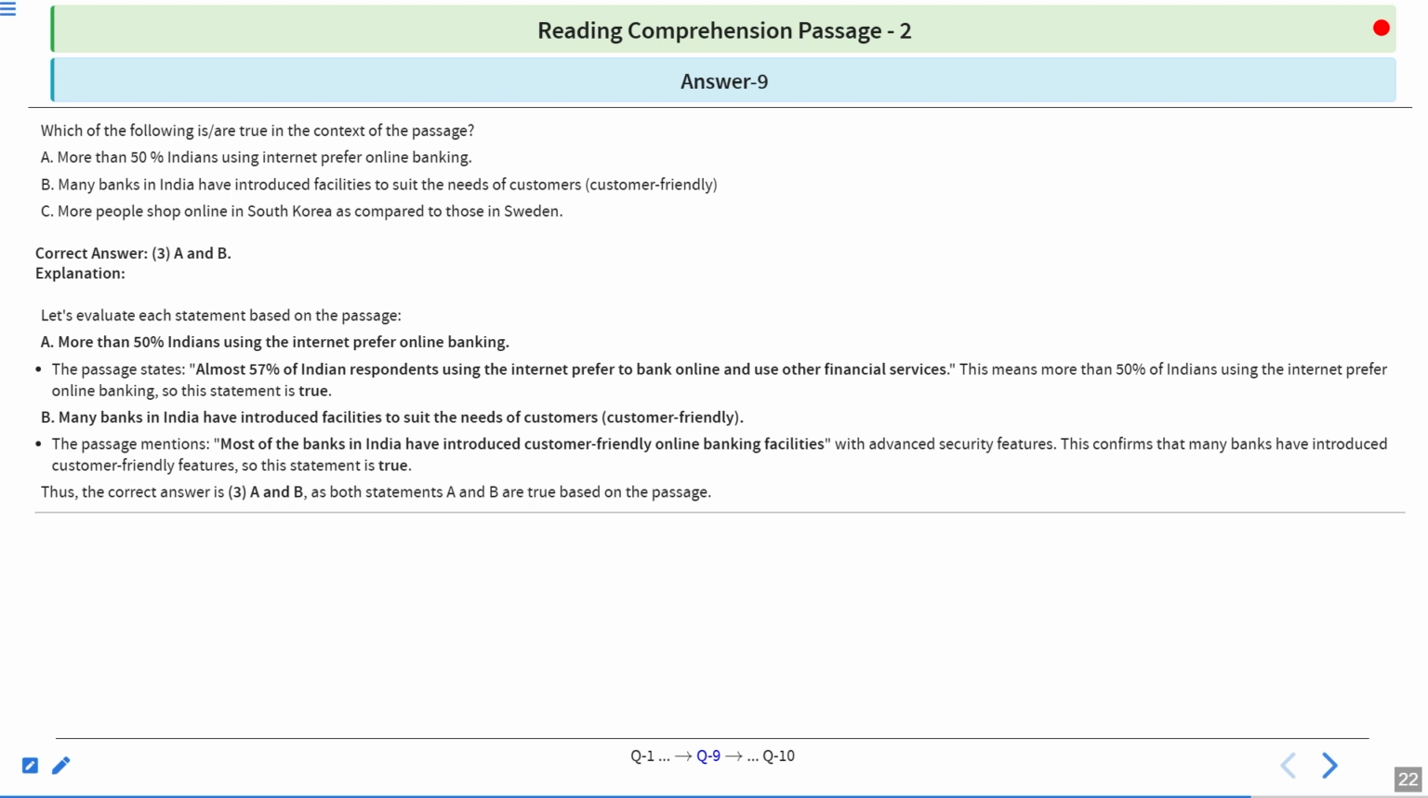B. Many banks in India have introduced facilities to suit the needs of customers, which is customer friendly. The passage mentions most of the banks in India have introduced customer friendly online banking facilities with advanced security features. This confirms that many banks have introduced customer friendly features, so this statement is true. Thus, the correct answer is 3, which is A and B, as both statements A and B are true based on the passage. I hope you've understood.